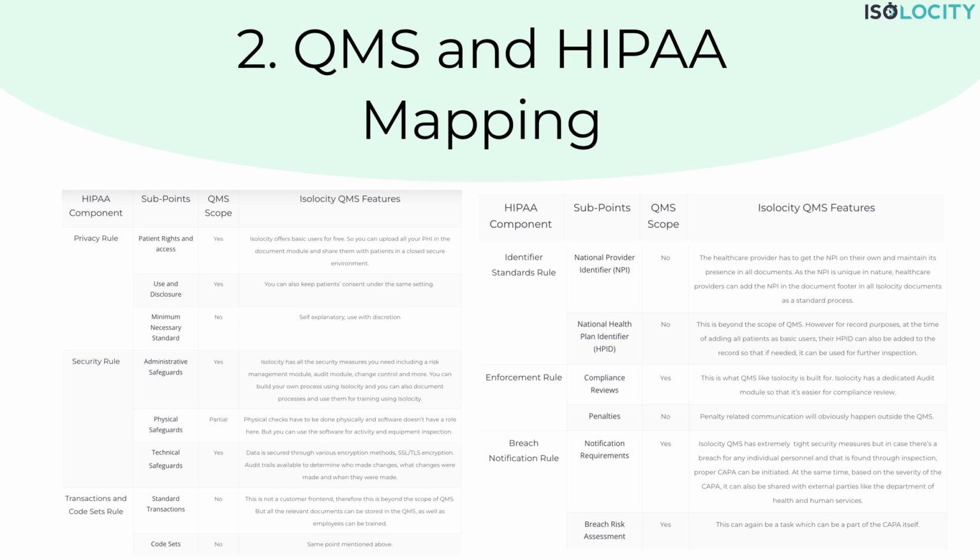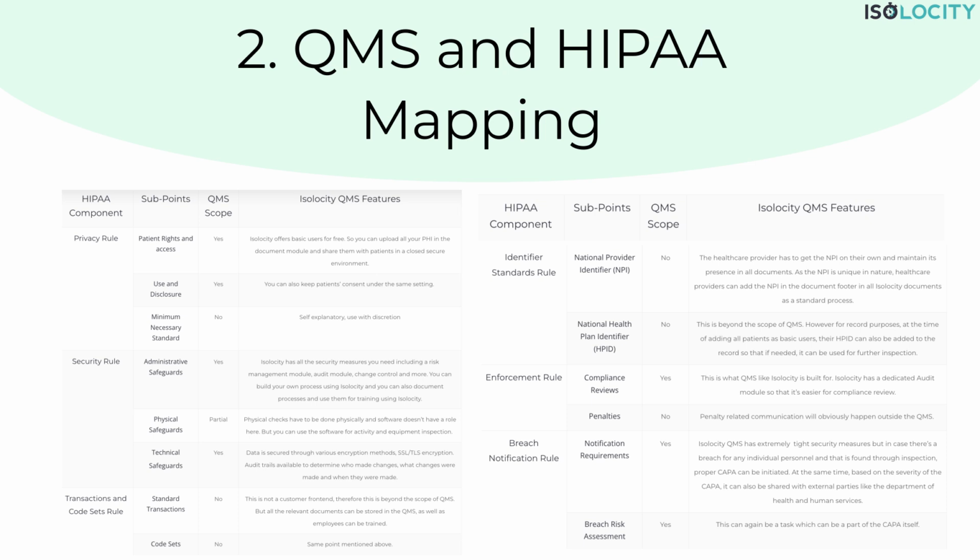Next, we move to the Security Rule. For administrative safeguards, Isolocity QMS provides all the necessary tools, including a risk management module, an audit module, change control, and more. You can even build your own processes and document them for training purposes. As for physical safeguards, this is only partially covered. While physical checks need to be done in person, the software can be used for equipment and activity inspections.